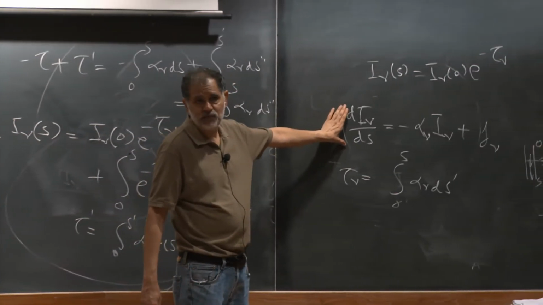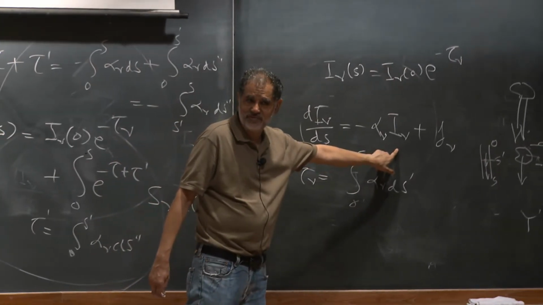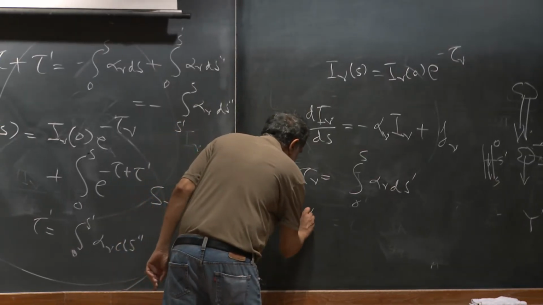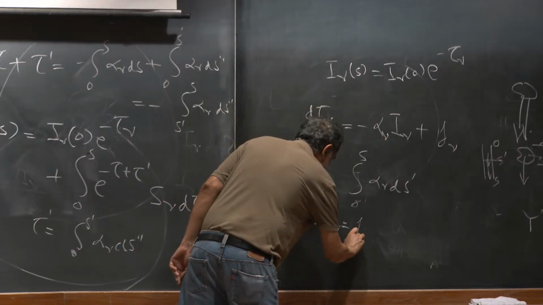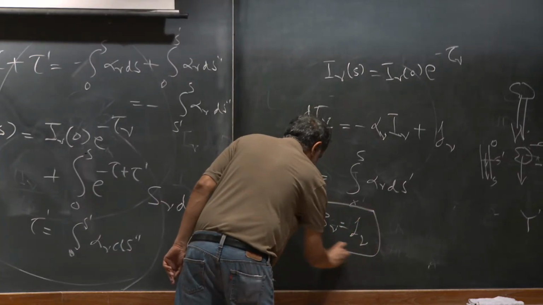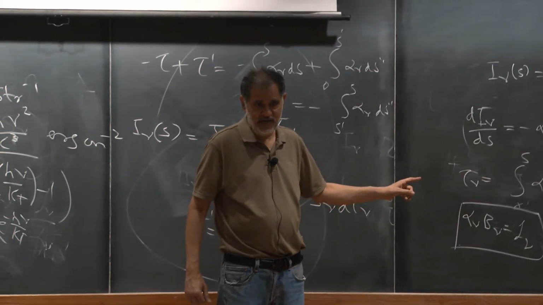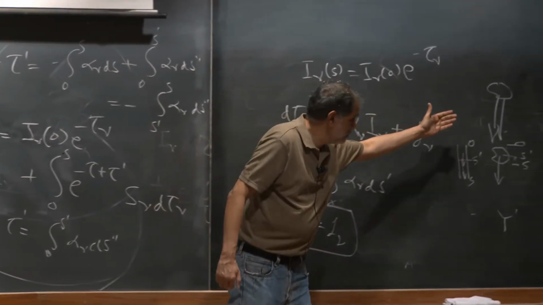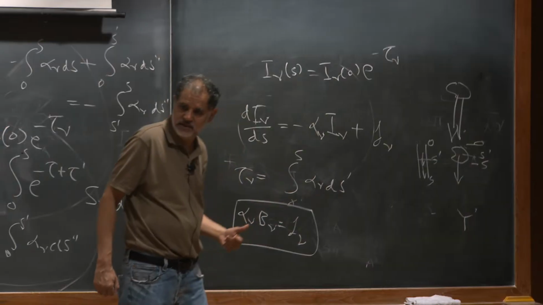dI_nu/ds would be 0 again when I_nu is B_nu, right? So, now we have a relation, and let us write it: alpha_nu B_nu = j_nu. When this occurs, we would have the propagation of light through this blob of gas will neither add anything nor subtract anything.